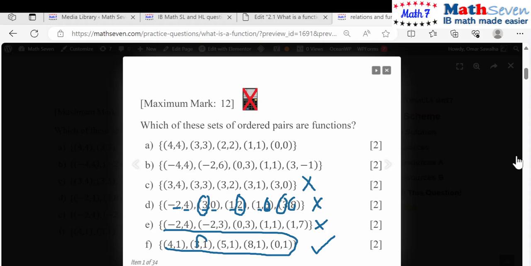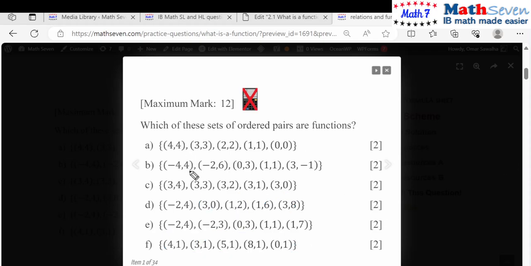Please pay attention to that part. So the ones that are not functions are the ones that have inputs giving you different outputs every time. Like look at minus 2, it's giving you 4, then minus 2, it's giving you 3. هون عندنا problem, it's not a function.